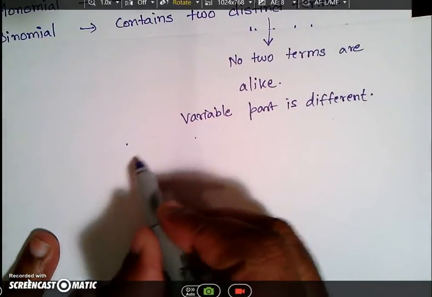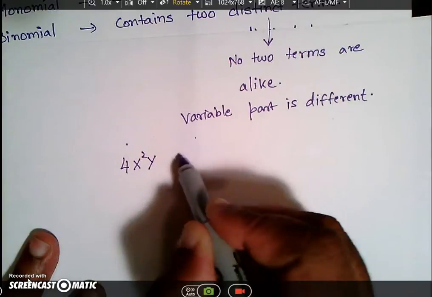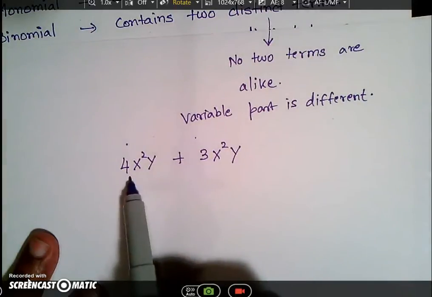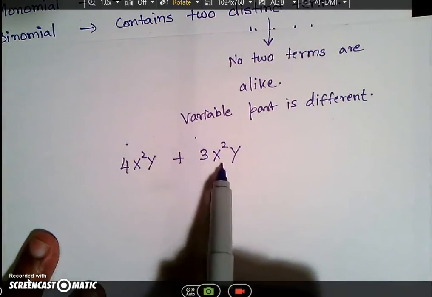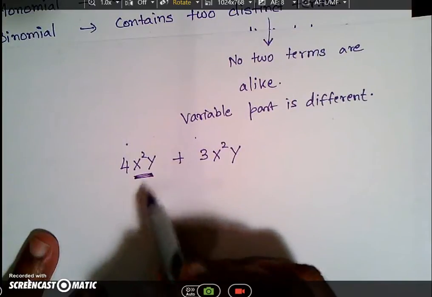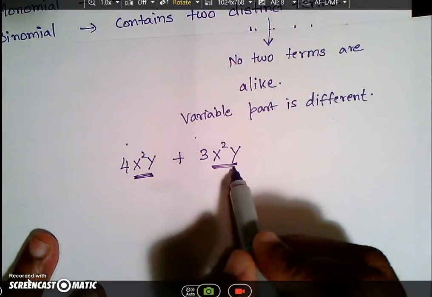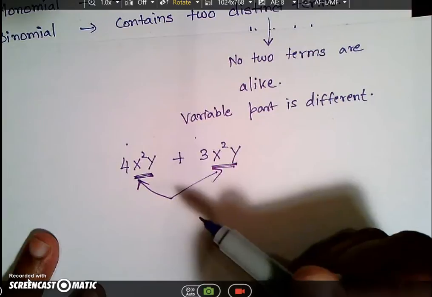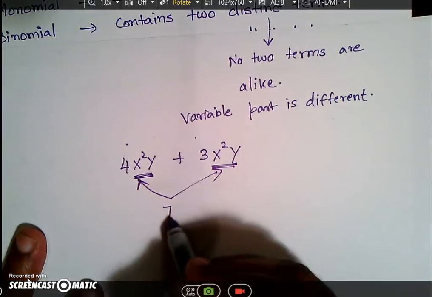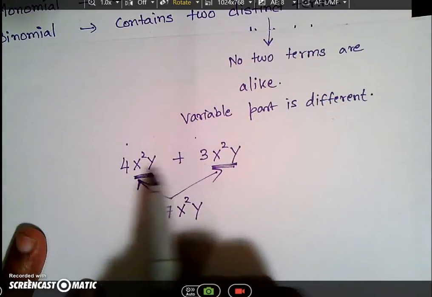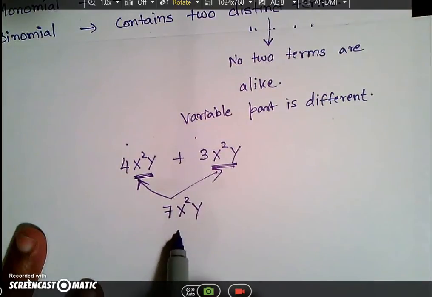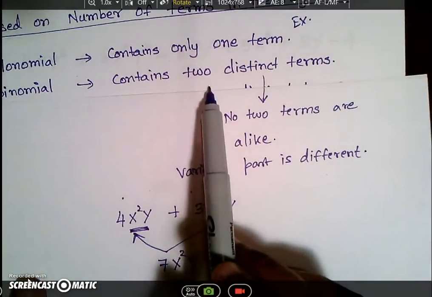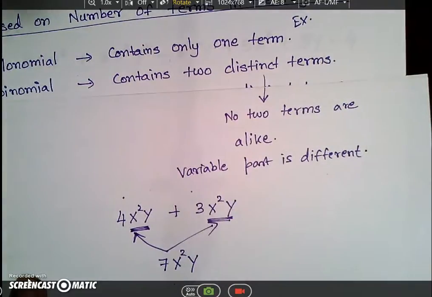Say for example 4x square y plus 3x square y. This is a polynomial, but these 2 terms are alike because the variable part, if you look at it, is x square y here, and this is also x square y. That means these 2 terms are alike. When they are like terms, I can combine them. So I have 7x square y. So this is no longer a binomial, this is a monomial. When I talk about binomial, it has to contain 2 distinct terms, meaning no 2 terms are alike.